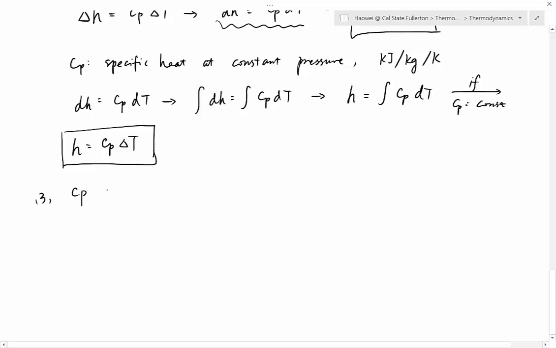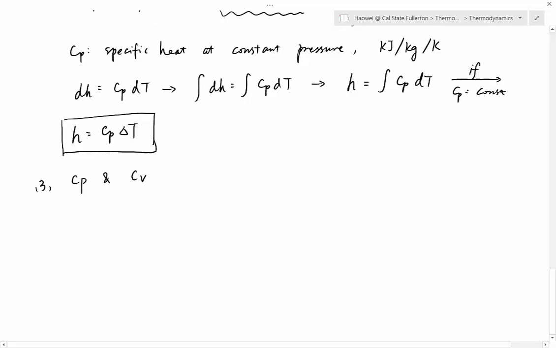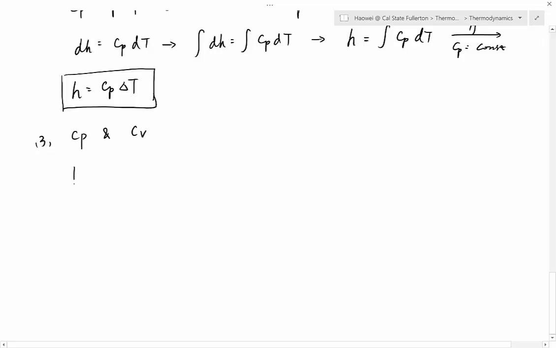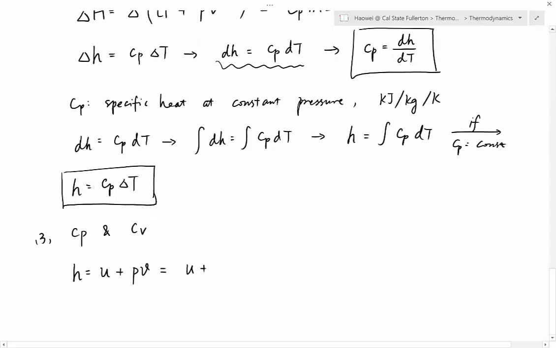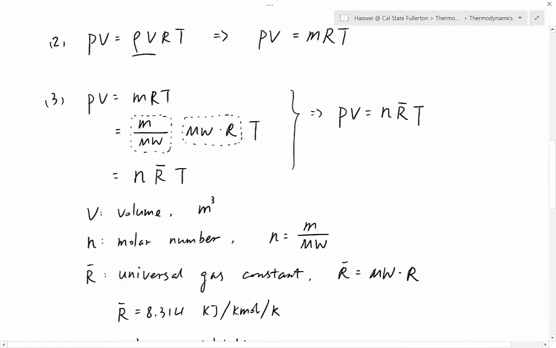What is the relation between Cp and Cv? Let's start from the definition of specific enthalpy h. The definition of specific enthalpy, lowercase h, is lowercase u, which is specific internal energy, plus pressure P times specific volume nu. This is the definition. And now let's keep lowercase u in our equation. However, if you go back to the ideal gas equation, what is P times nu equal to?